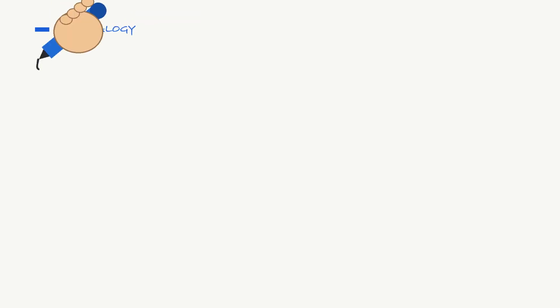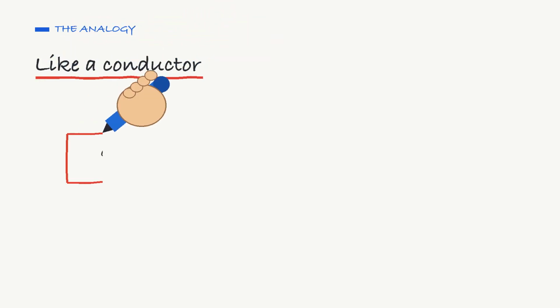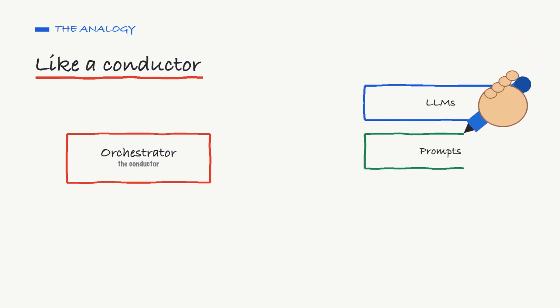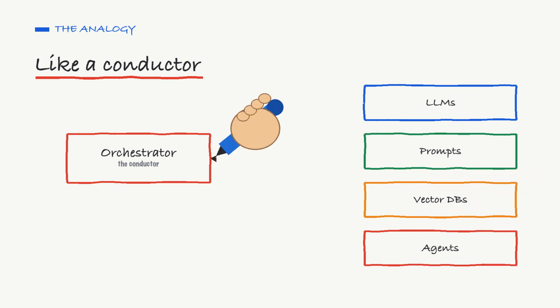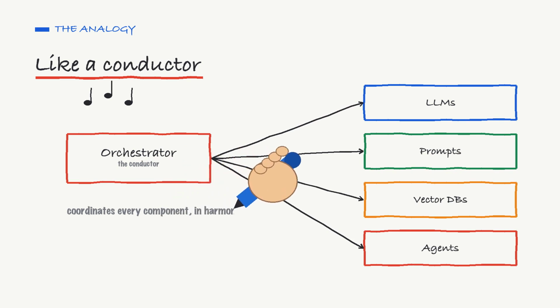Think of an orchestra. The conductor doesn't play an instrument. They coordinate every musician so the piece comes together. The LLM orchestrator works the same way. It delegates and manages each technical component: the models, the prompt templates, the vector databases, and the agents, so the whole application performs in harmony.